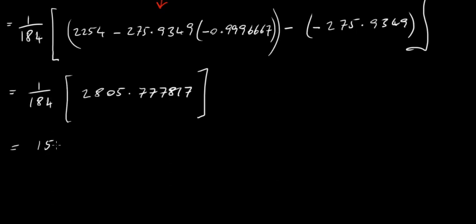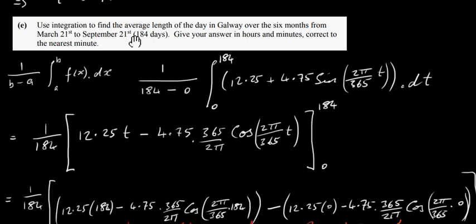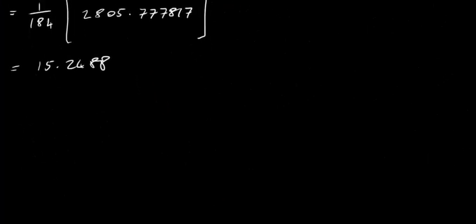You end up with 15.2488, and this is time. I think this is use integration to find the average length of the day. So we're talking about time. Give your answer in hours and minutes, correct to the nearest minute. So this is hours first of all, so we need to change that to hours and minutes. Well, it's 15 hours anyway, and we have 0.2488 of an hour as well. Well, there's 60 minutes in an hour, so we get 15 minutes as well to the nearest minute.